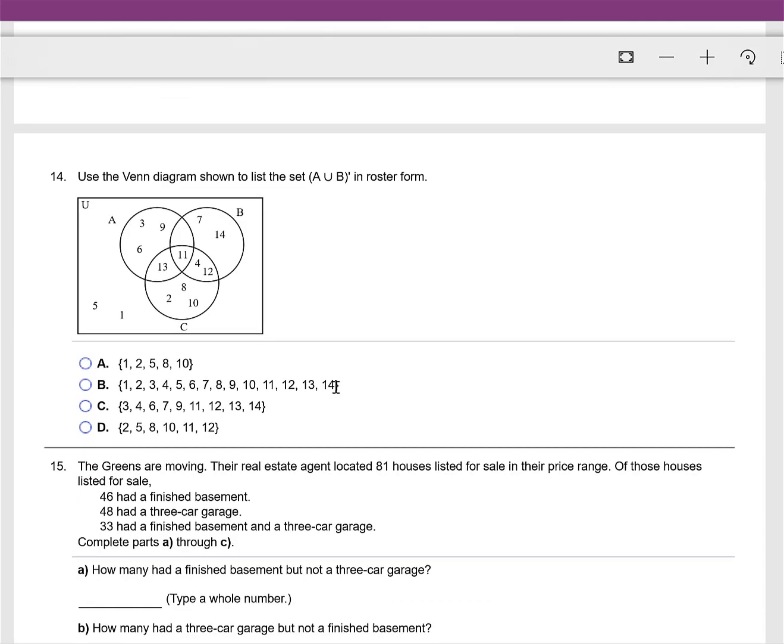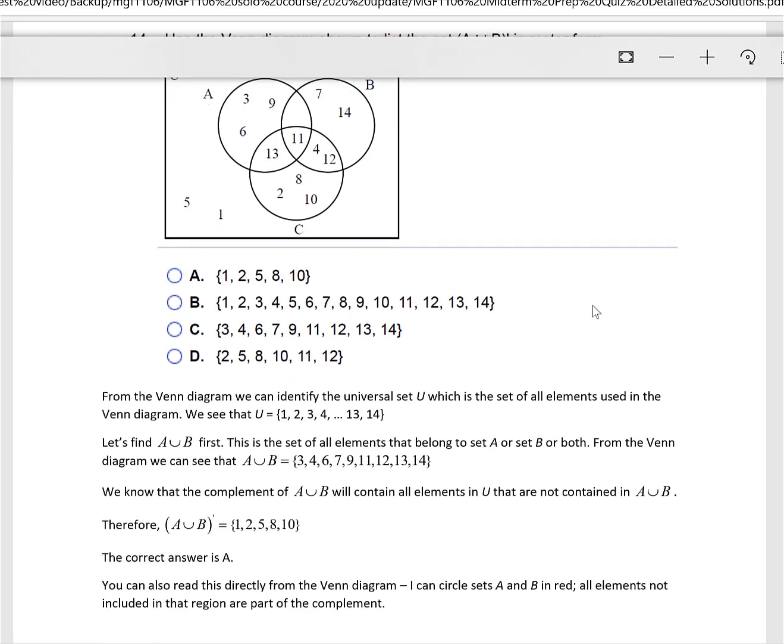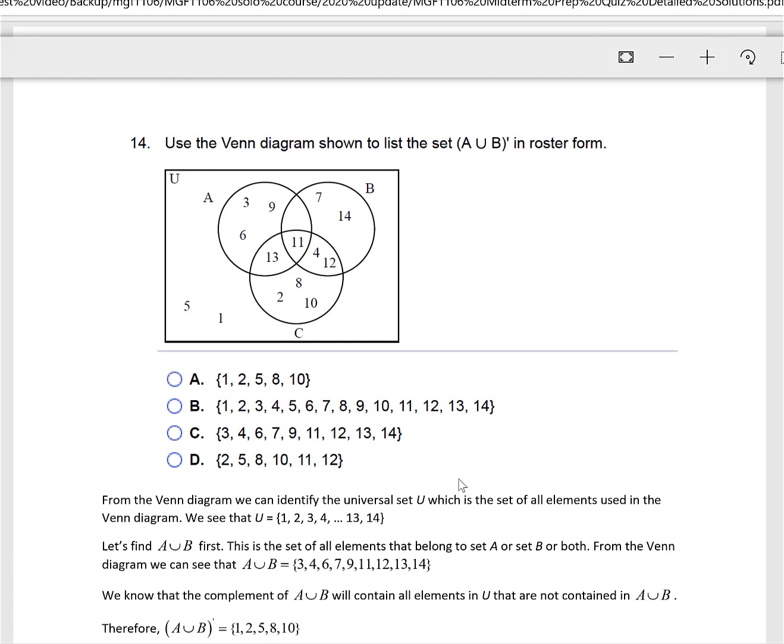Question 14 says, use the Venn diagram to list the elements in the set A union B, take the complement of that in roster form. Now for some of these problems, I have what I call detailed solutions because it was a little too hard to just write it on the screen for you, and I wanted to explain how I did the problem. So from the Venn diagram, we see that the universal set is all the elements under consideration, and that's the set of the elements 1 through 14.